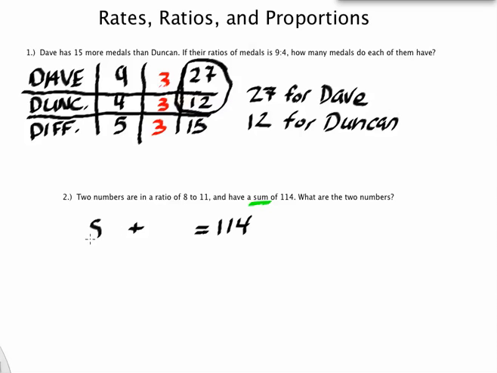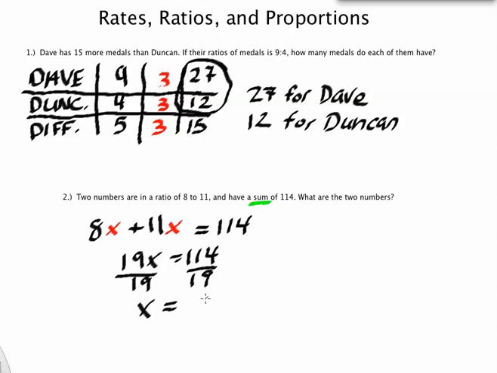Over here I'll put the 8. Right here I'll put the 11. And 8 plus 11 is only 19. So I know I'm going to need to multiply both those numbers by some number x. I don't know what that number is. So I'll use algebra here and add my two x's together to get 19x equals 114. I need to divide both sides of this equation by 19. And when I do that, I'll get x over here.